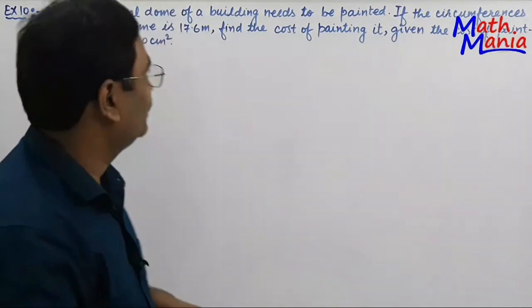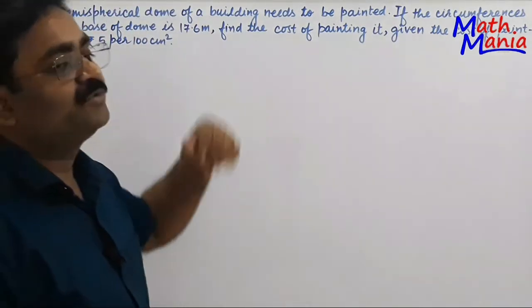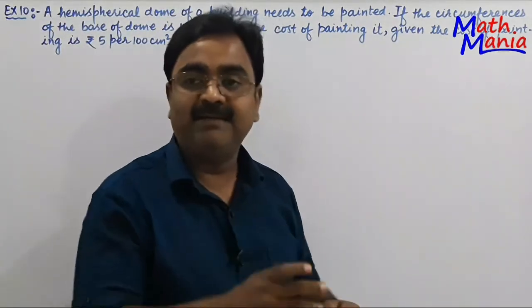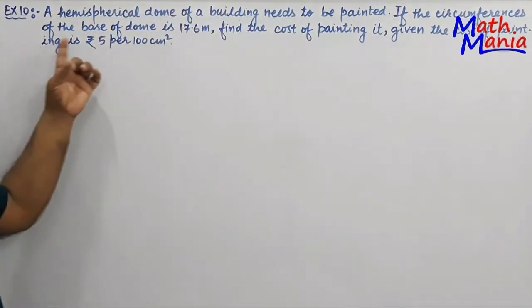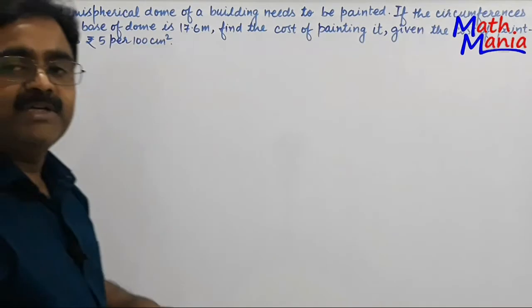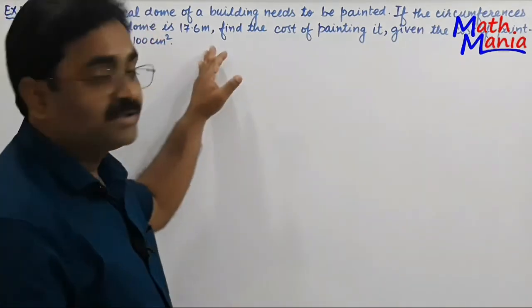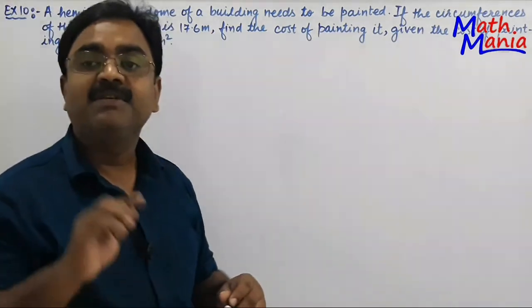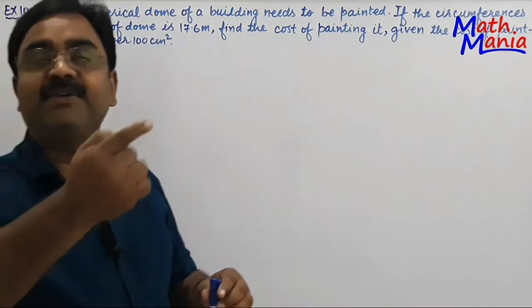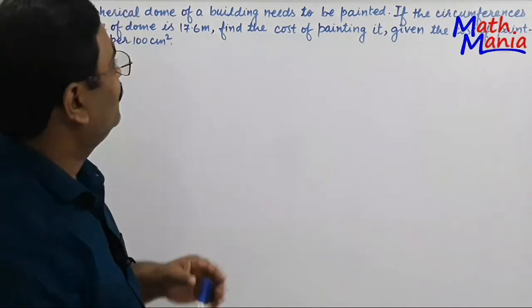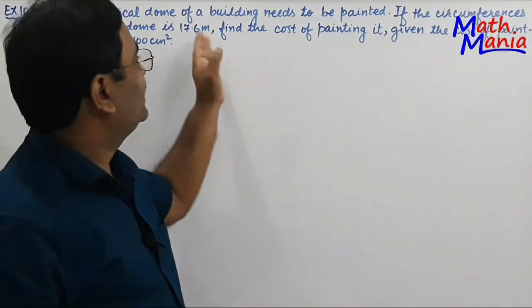A hemispherical dome of a building needs to be painted. उसको हमें paint करना है. If the circumference of the base of the dome is 17.6 meter, circumference means the perimeter of the circle, that is, the circumference of the base of this dome is 17.6 meter.